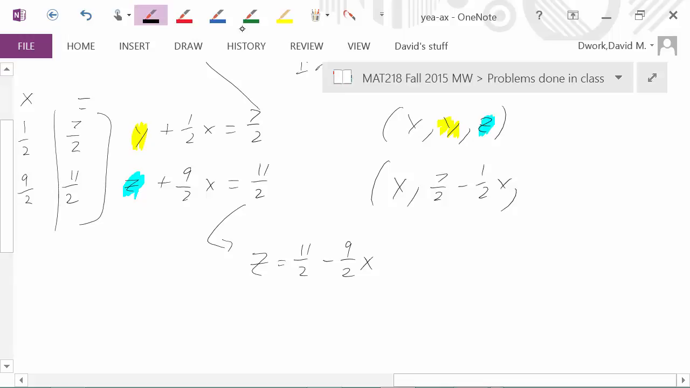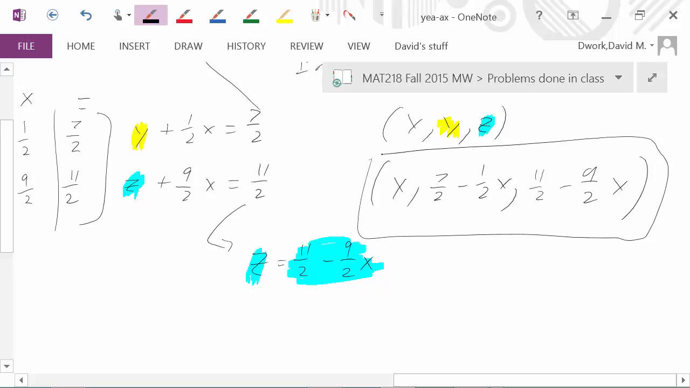So now the beautiful thing occurs that everywhere I have a z, I can replace it with that statement, right? And now when I fill that in, that's 11 halves minus 9 halves x. Now when you look at your answer here, you'll see it's all in terms of x. Everything has an x. x is x. y is 7 halves minus 1 half x. z is the same thing as 11 halves minus 9 halves x. Everything's in terms of x.